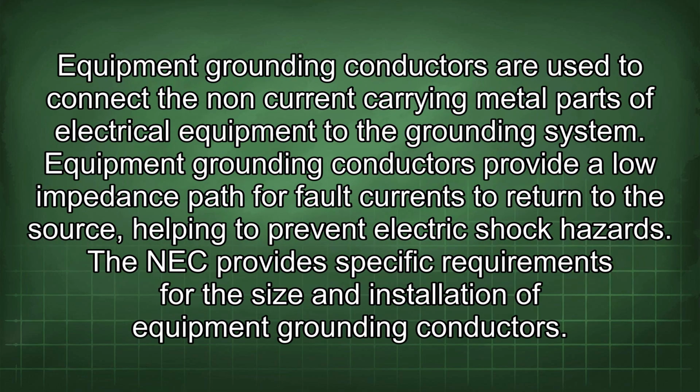Equipment grounding conductors are used to connect the non-current carrying metal parts of electrical equipment to the grounding system. Equipment grounding conductors provide a low impedance path for fault currents to return to the source, helping to prevent electric shock hazards. The NEC provides specific requirements for the size and installation of equipment grounding conductors.